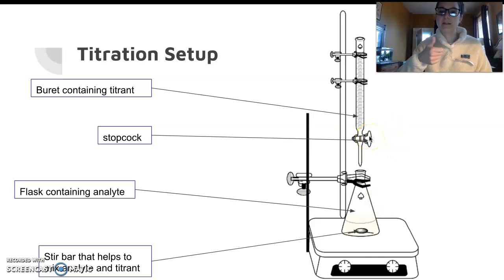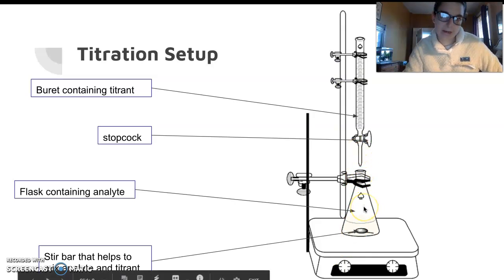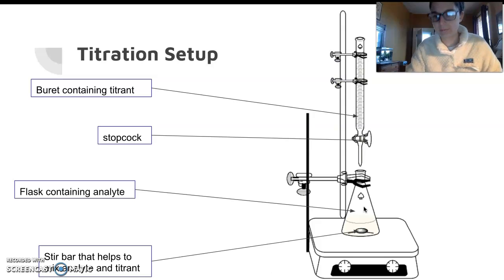Then there is like this little valve that they call a stopcock. So you twist it to add titrant to the analyte. And depending on how much you twist it, depends on how strong your stream is, basically. So usually you try to do it dropwise, because the slower you go, the more accurate you're going to get to reach what's called the end point or the equivalence point of the reaction.